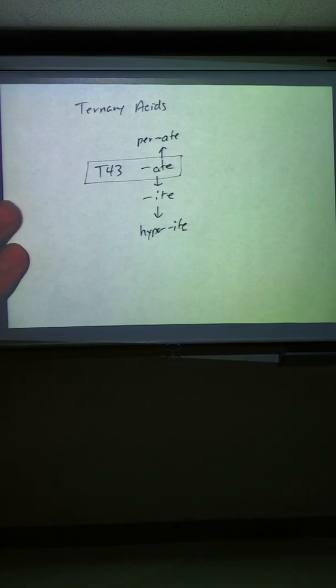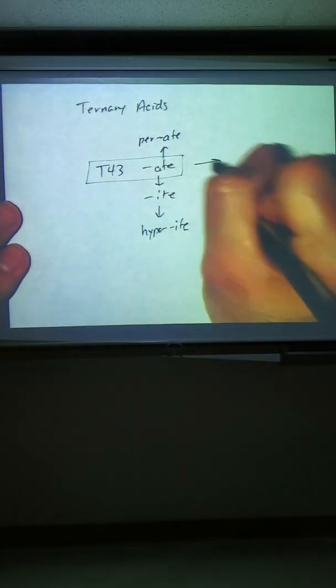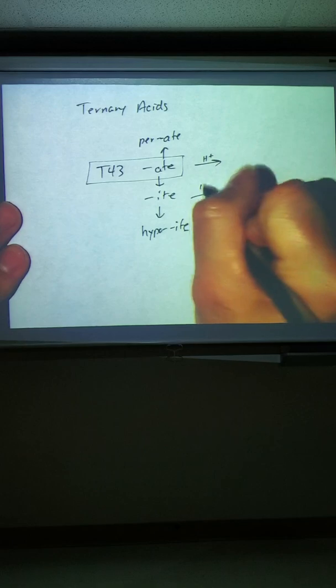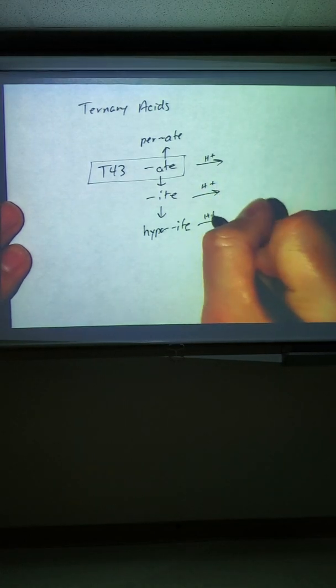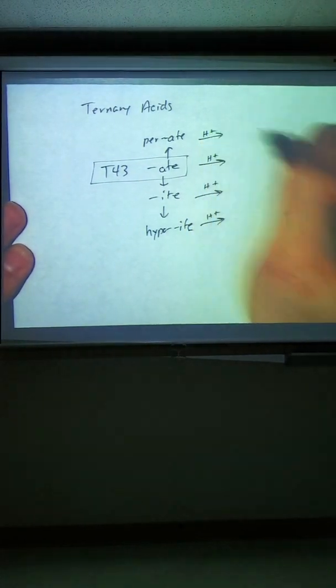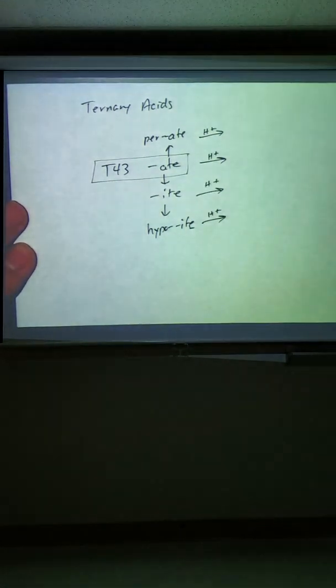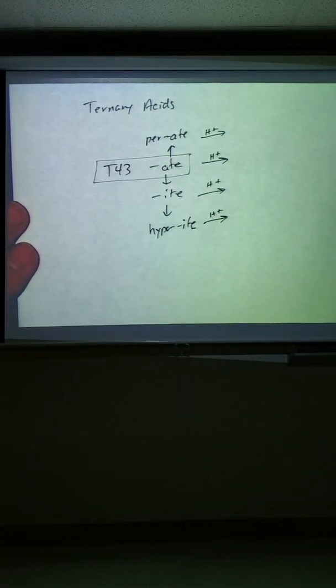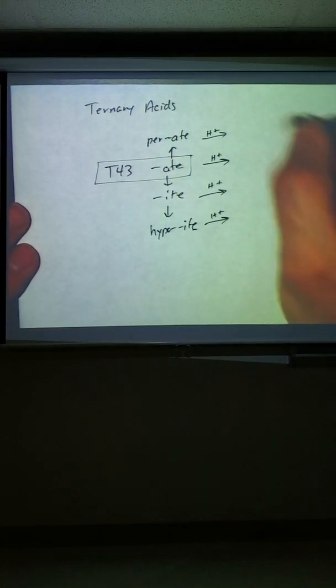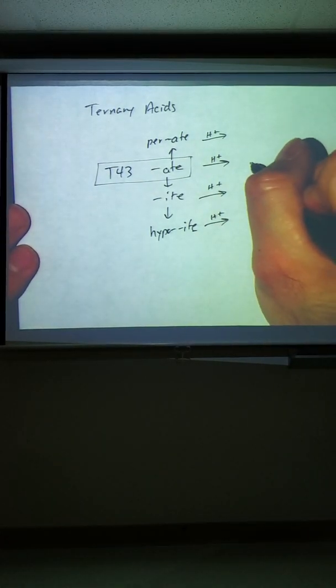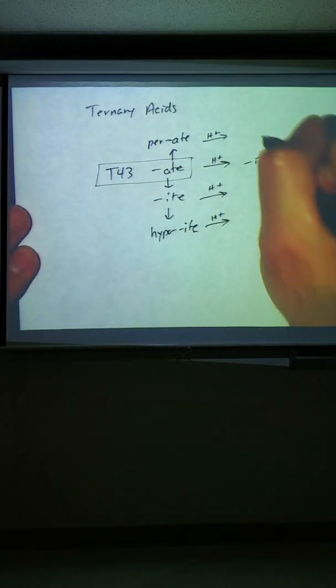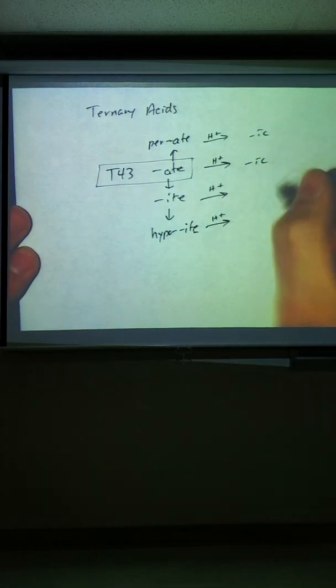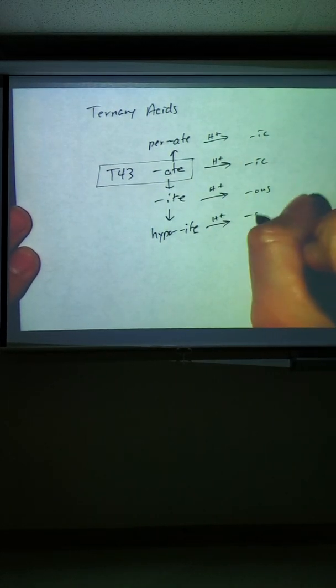And what's unique about ternary acids is when you change them to an acid by adding H⁺, you do this to all of them. Just remember the per-ates and the hypo-ites really only apply to halogen-based ternary polyatomic ions. When you do that, you're going to go to ic for an ate and ous for an ite, and those are acids.